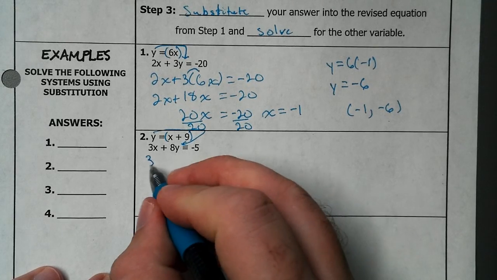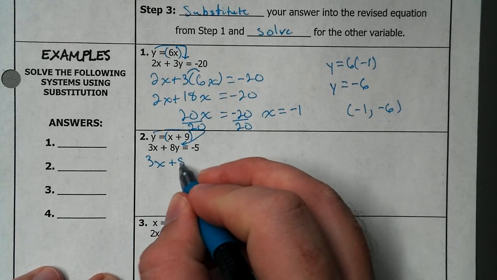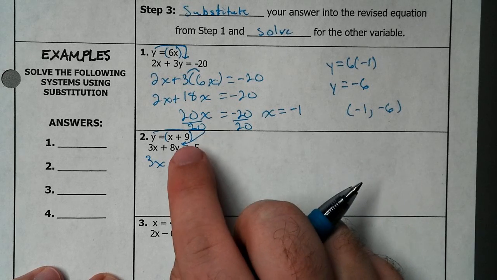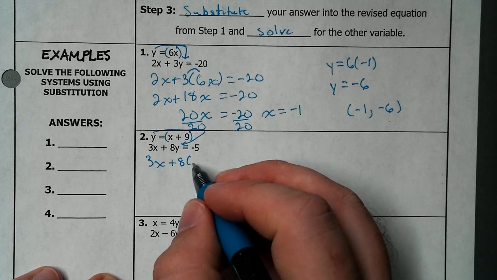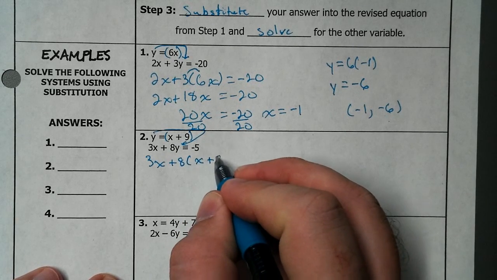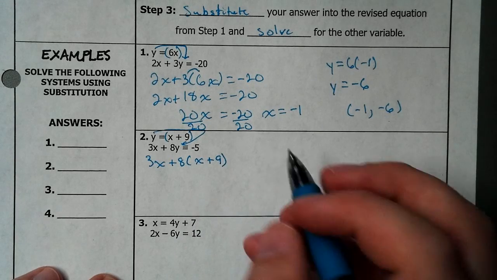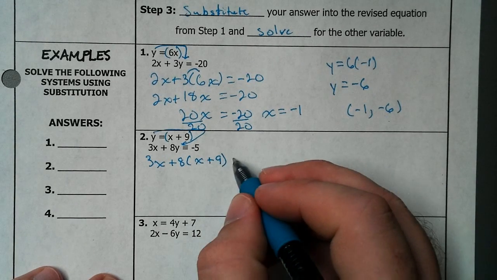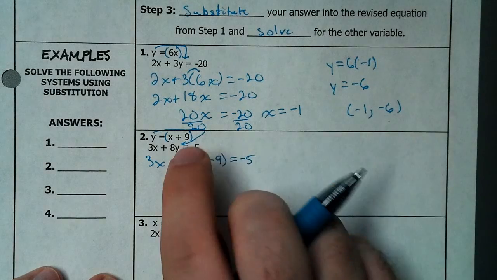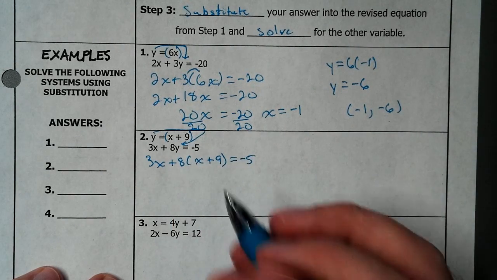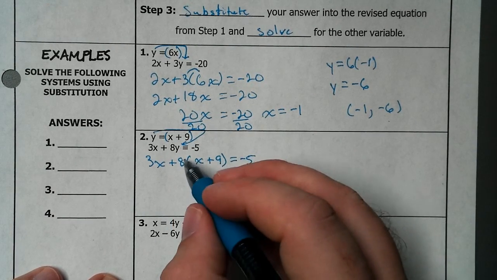So we've got 3x plus 8 in parentheses, and now we've got to put this whole equation, so x plus 9. Close your parentheses. And that should equal -5. All we've done is taken this and plugged in for the y. Now, we've got to solve the equation for x.